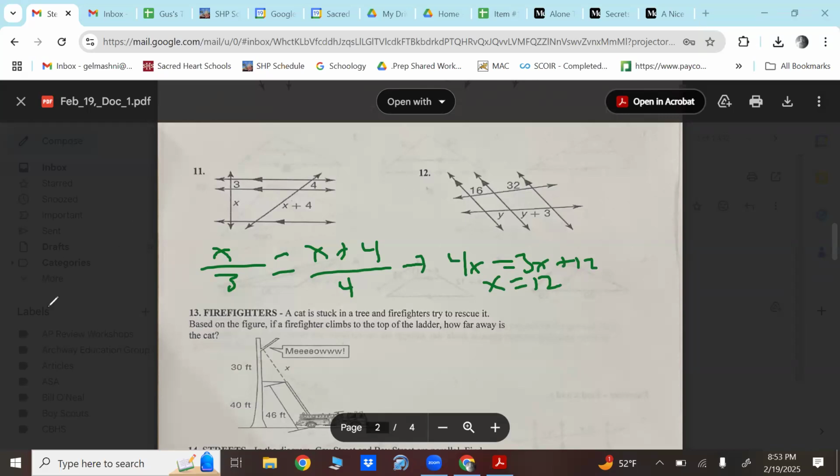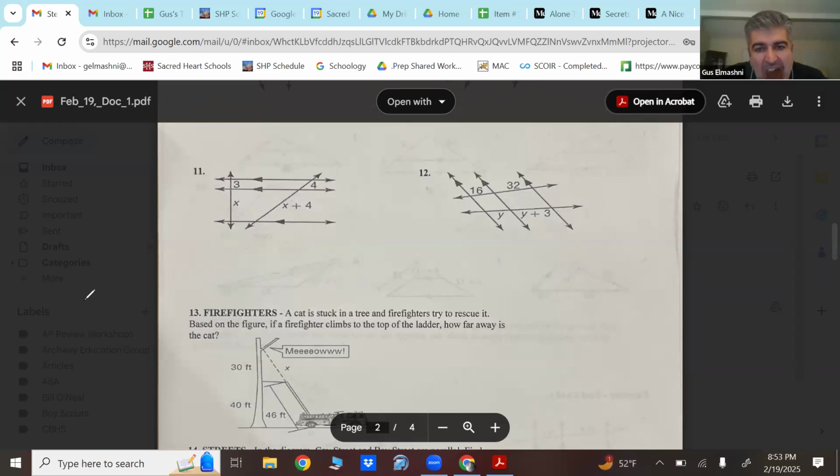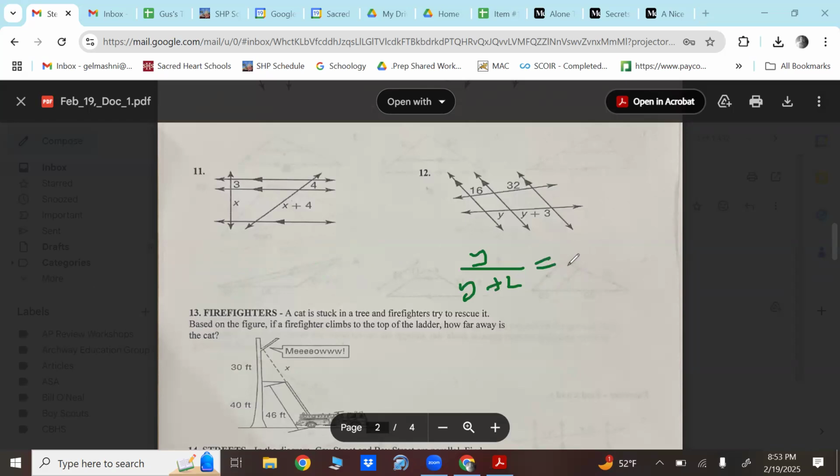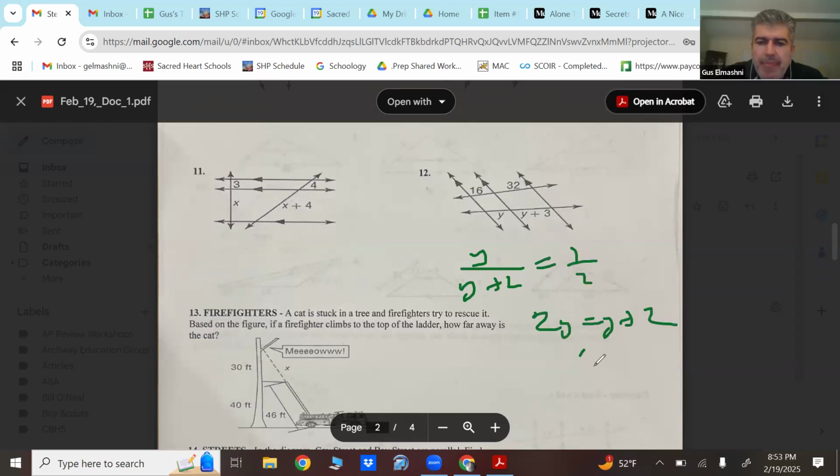From 12, that's a 1 to 2 ratio. So y plus 3 is also a 1 to 2 ratio. y equals 2, which, wait, does that make sense? Oh, y plus 3, yikes. I was like, yeah, that makes sense. Yeah, because I always want to double check your work. y plus 3 is 6. There we go.